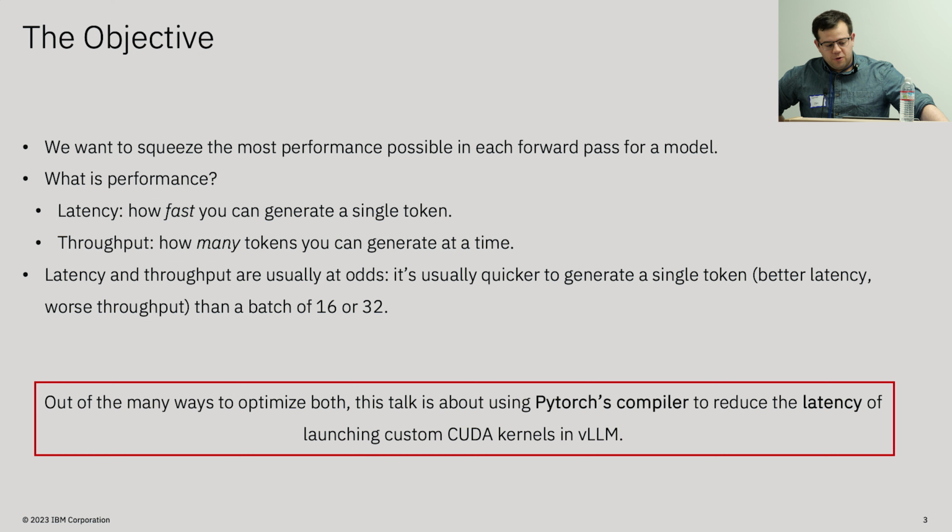So we want to squeeze the most performance out of each row passing the model, right? But first of all, we need to define what performance is, right? In the case of a language model, usually what we measure as performance is two different things. One is the latency, which is how fast you can generate a token. So every time you get a prompt, and you want to generate the next token in that prompt, which is how our language models work, you want to know how fast you can do that, right?